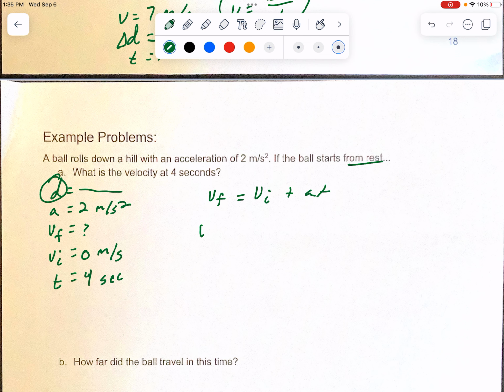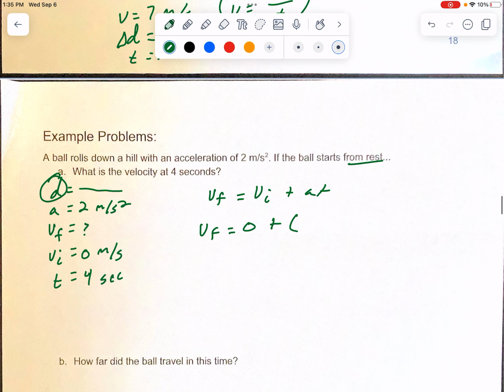So VF, we don't know. I'm going to leave it as VF. VI is going to be 0 plus A, which is our 2, and time is 4. Okay, so this is a very basic question. So 2 times 4, that's going to give me a final velocity of 8 meters per second. And there's your answer. Okay, so nothing too difficult.